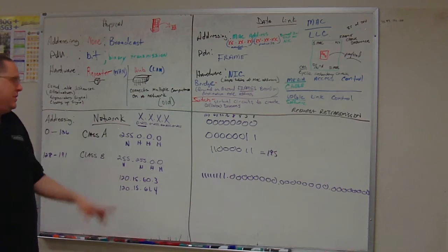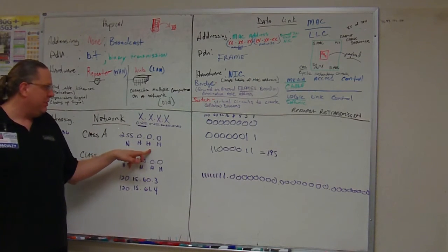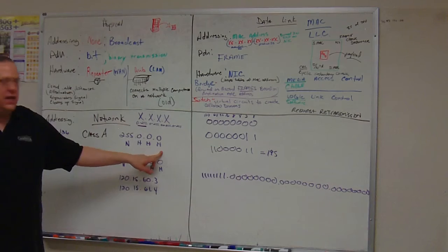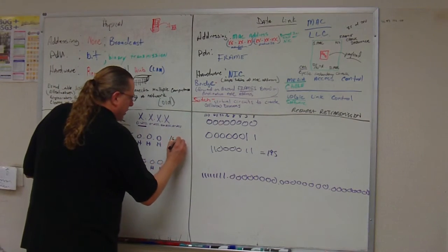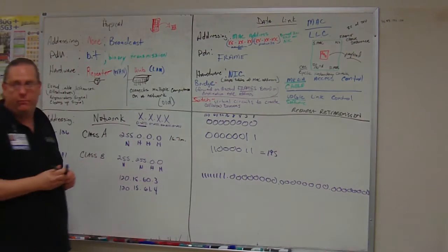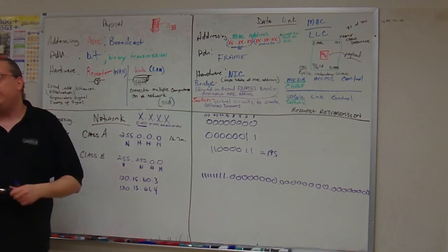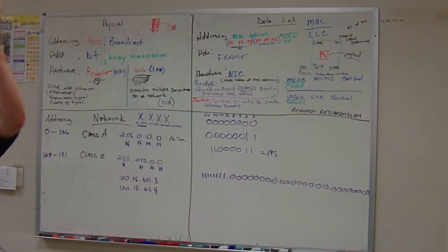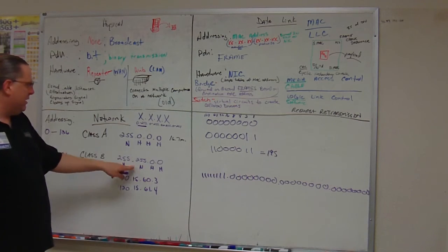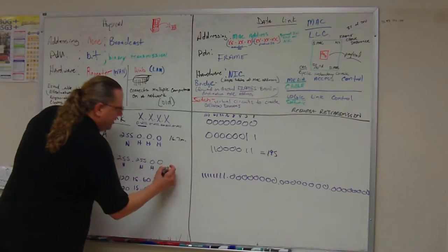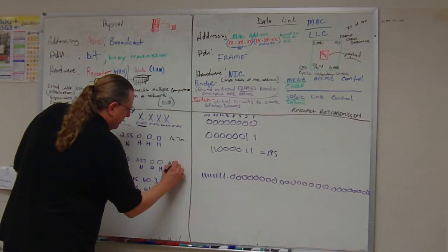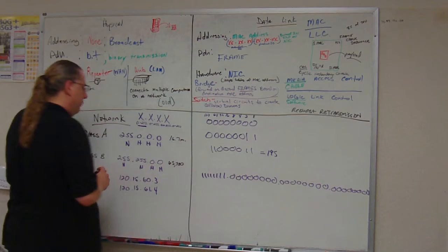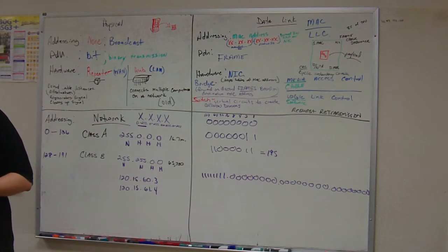Class A allows us to take 256 times 256 times 256 numbers to give us about 16.7 million computers per network. Class A networks are generally used for the government, giants, universities, and stuff like that. Then they gave us Class B networks, which would give us 256 times 256, which is about 65,700 computers.